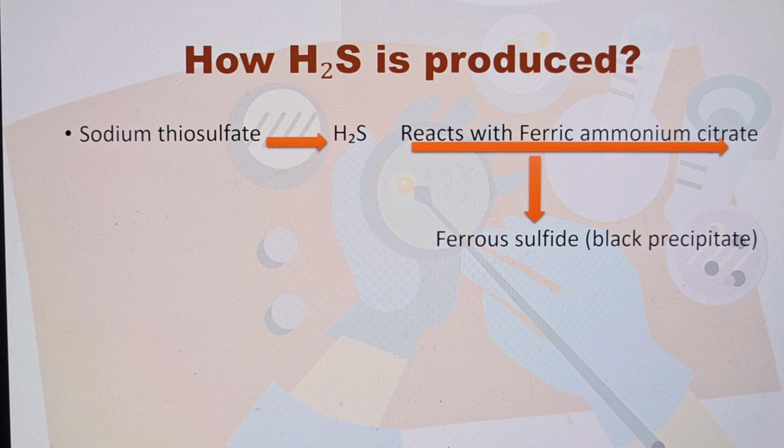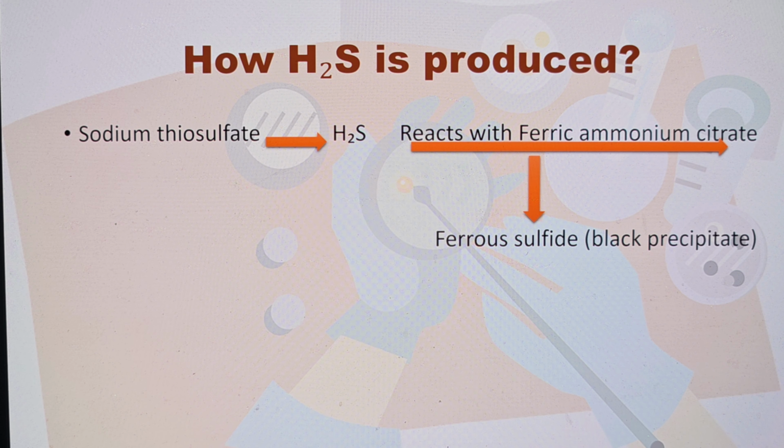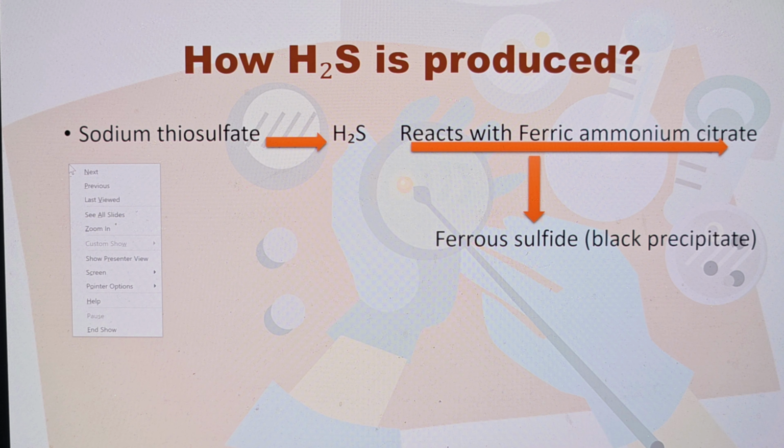How is H2S produced? Sodium thiosulfate, which is present in the media, mainly forms hydrogen sulfide, but it is colorless. It reacts with the ferric ammonium citrate, which is also present in the media, and forms ferrous sulfide, which appears as a black precipitate and is responsible for blackening of the medium.